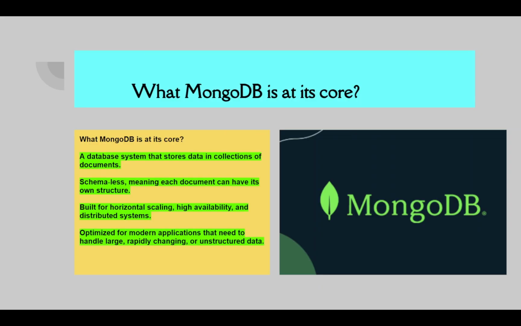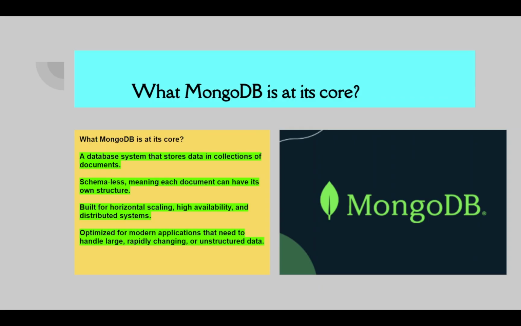MongoDB is a database system that stores data in collections of documents. Here, if you are a SQL Server developer, each document can be a row in a table, but here we call it a document. It's schemaless. There is no schema when you are dealing with MongoDB, so you need not define the schema. If you are working on SQL Server, you have to define the schema, like what is the table name, what is the column name, and what is the type of the column. But here you need not define the schema. You have to define only the collection.